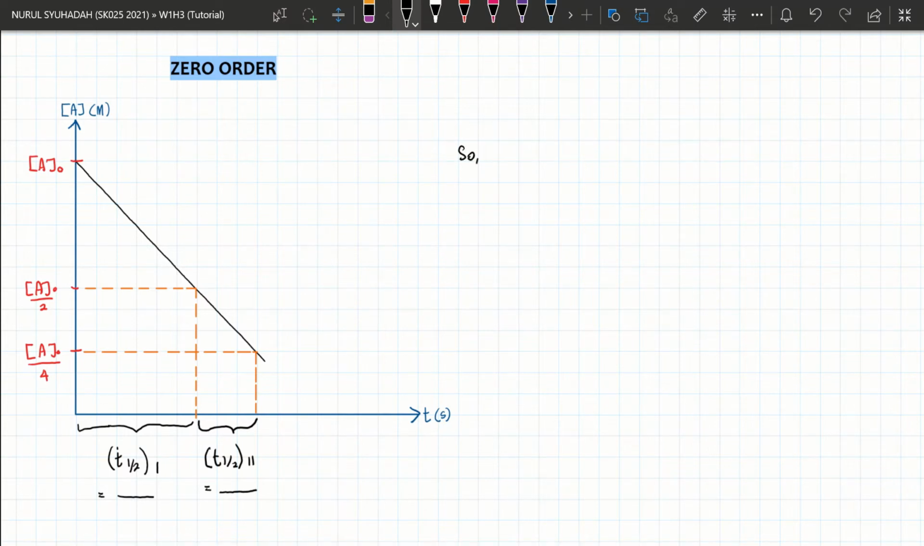Next, you will make a conclusion from what you can see. So from the graph, you see that the first half-life is bigger than the second half-life. So put it down here. Okay. Or sometimes it can be shown like this.